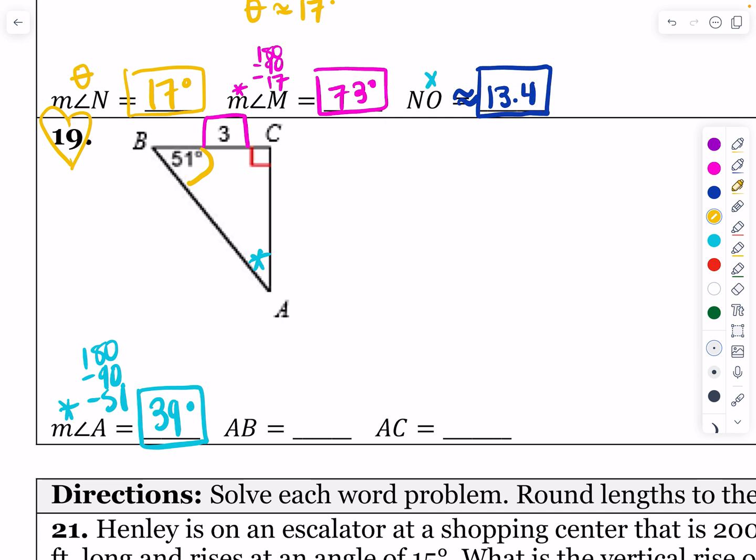Okay, so now I just need to find my missing pieces. Duke, stop, buddy. Sorry, y'all, that's my dog. Come here, Duke. Come here, Bubba.